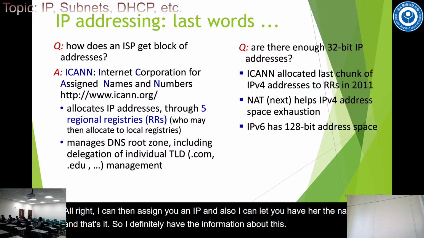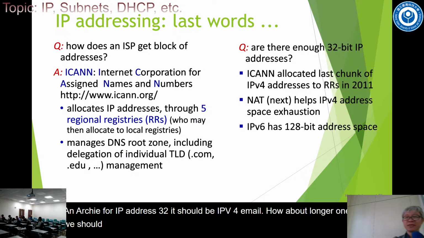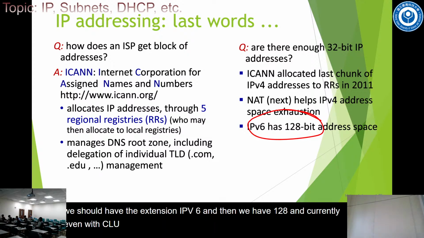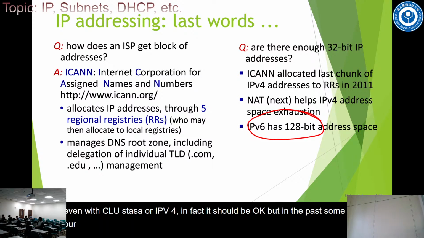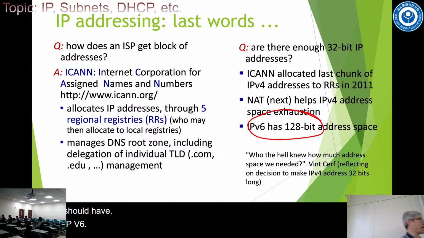And actually, IP address 32 bits should be IPv4. However, how about a longer one? We have the extension IPv6, with 128 bits. Currently, even if we still use IPv4, in fact it should be okay. But in the past, some researchers thought we should have a longer IP. That's why we have IPv6, and later we will have further discussion about it.